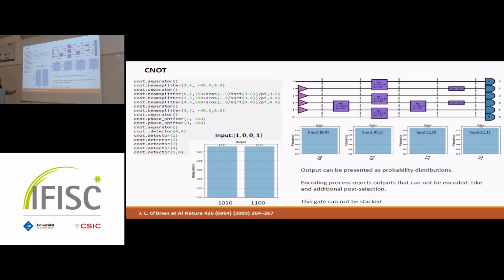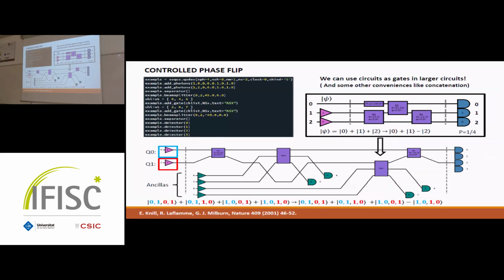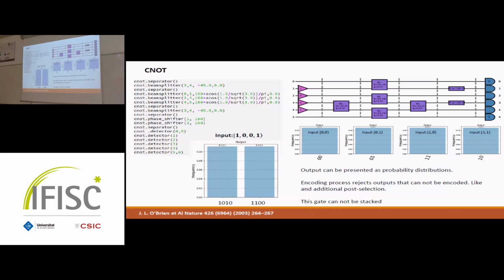So we are demanding 0 photons in this channel, 0 photons in these channels. Otherwise, we say that the gate has not worked. But we are also demanding only 1 photon per qubit. Otherwise, we also consider that the gate has not worked, and we reject the output. In this particular case, that means that this gate cannot be stacked to create large circuits. In the previous gate, we can do it, but in this one, we cannot do it.